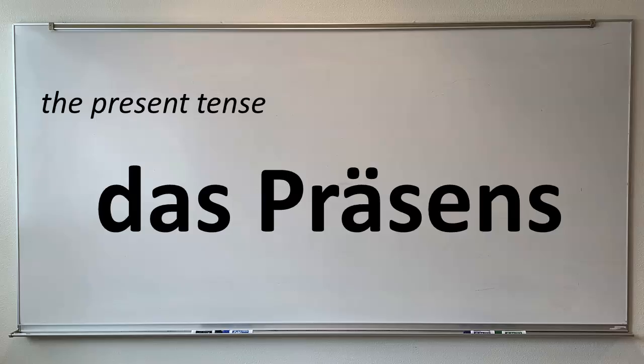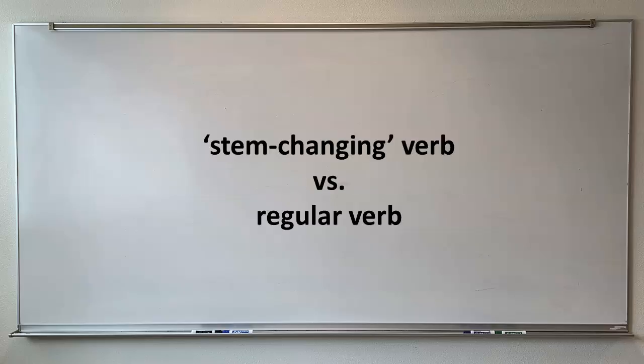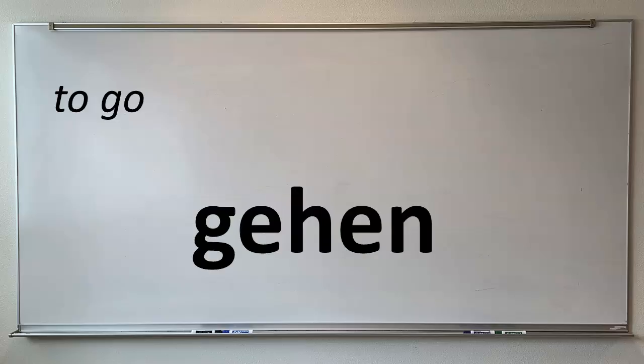We're going to look at this verb in the present tense, das Präsens, and the first question is, why do you call it a stem-changing verb? In order to understand what a stem-changing verb is, it's first important to understand what a regular verb is. So let's take a look very quickly at a regular verb that we've already had, and that's the verb gehen, to go. So a regular verb is a verb that when you conjugate it, the root does not change.